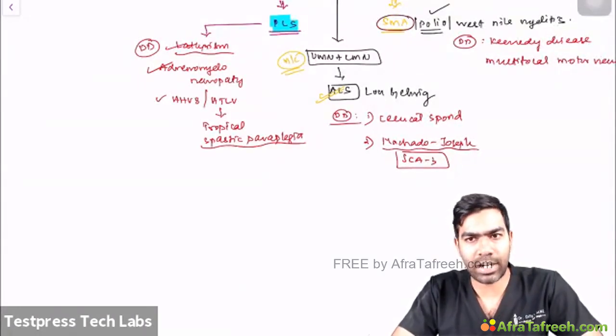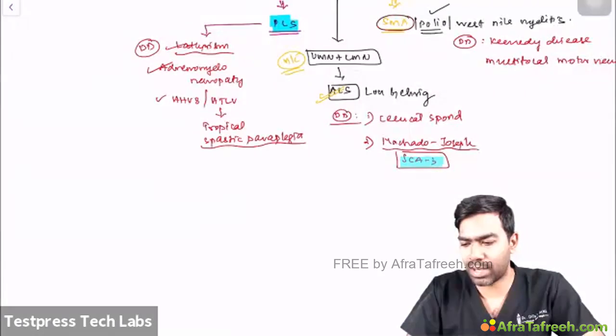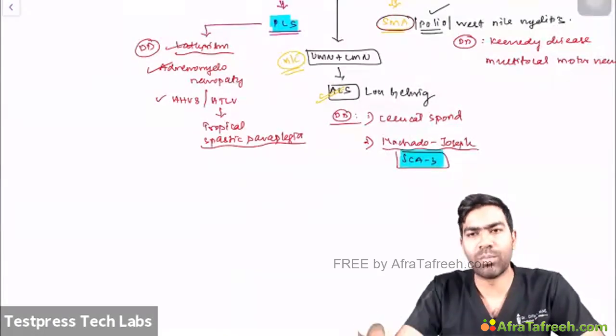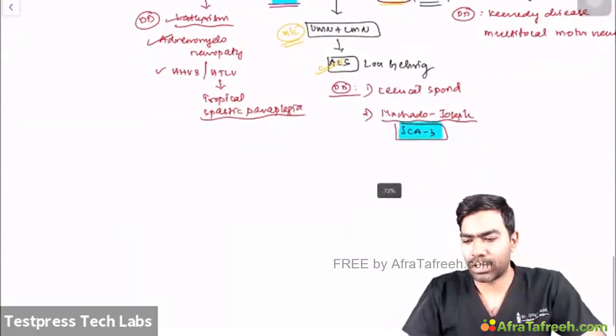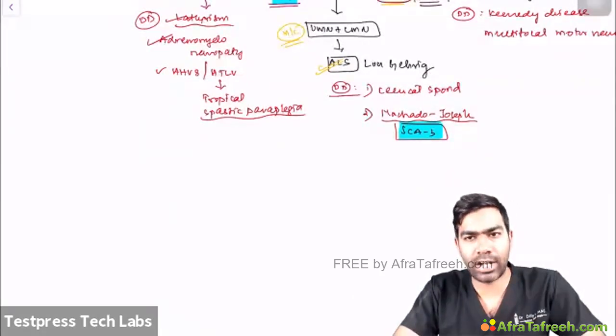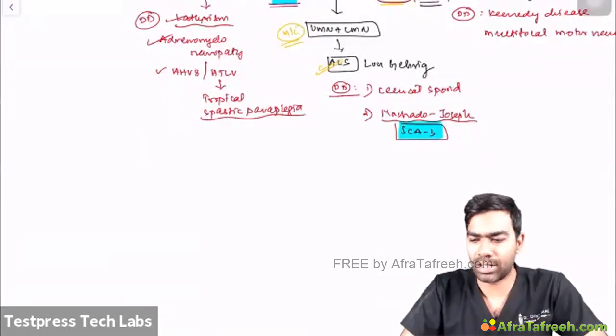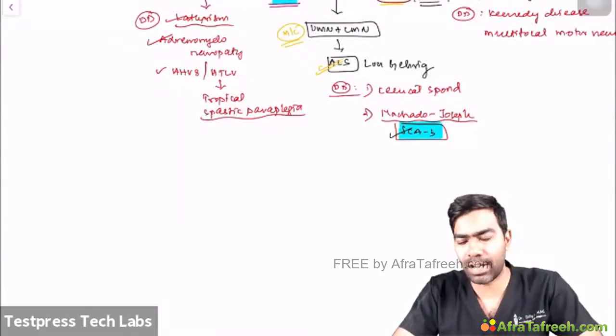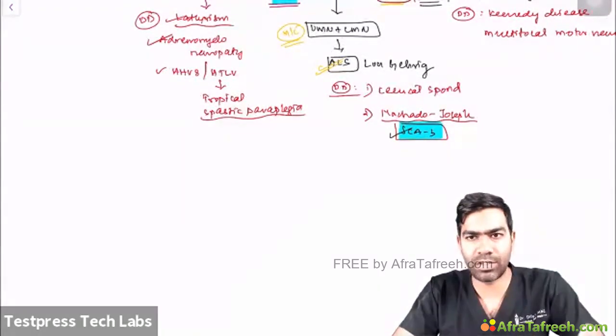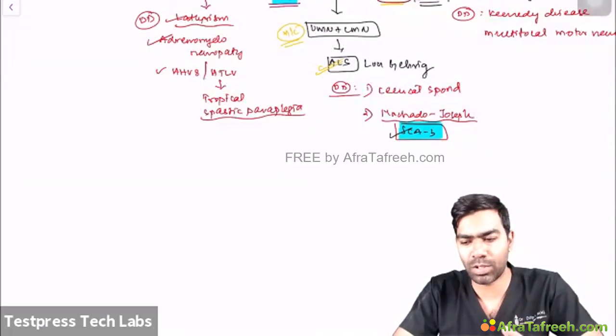So why is Machado-Joseph important? Because spinocerebellar ataxia type 3 is supposed to be the most common type of spinocerebellar ataxia in India. There are 30 to 40 different types of spinocerebellar ataxia. Among them, SCA3 is the most common in India, where they will show upper motor neuron features. Along with that, cerebellar problems also will be there.